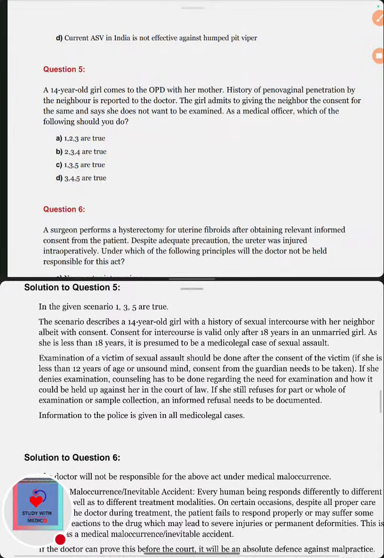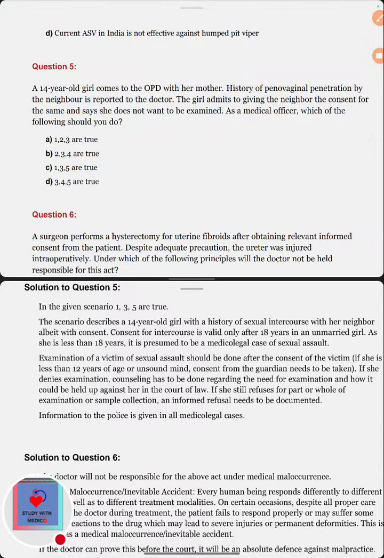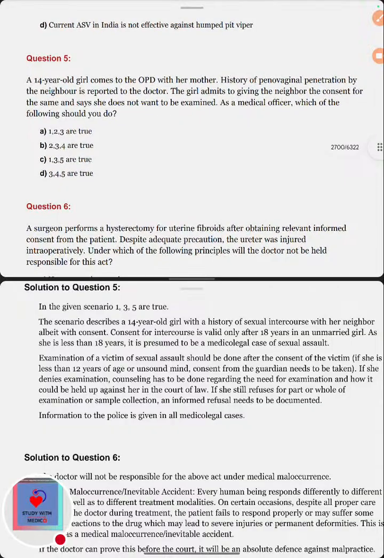A 14-year-old girl comes to the OPD with her mother. A history of penovaginal penetration by the neighbor is reported to the doctor. She admits to giving the neighbor consent for the same. She says she does not want to be examined. What should you do?